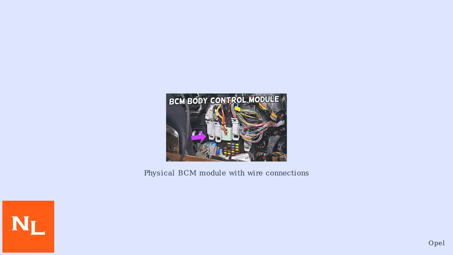If the language reverts to the previous setting after restarting the car, it could indicate a problem with the body control module, BCM. The BCM is the central control module that manages various vehicle functions, including language settings. It's connected to other electronic control units in the car's network. This is what the BCM looks like physically, a module with multiple wire connections that can wear out over time.